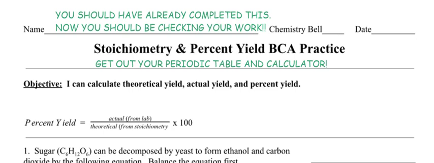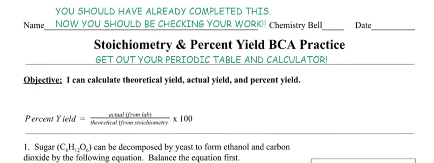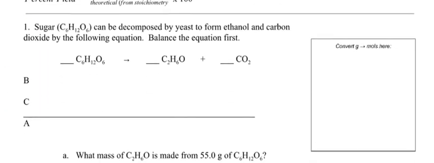All right, so you're not just copying down your answers, you're checking to see if your already done work is correct. If you need, get out your periodic table and your calculator so that you can maybe follow along if you didn't get what I got. So here we go. This homework, we're going to be calculating theoretical yield, actual yield, and percent yield, and there's our equation again. So let's start with a decomposition problem.